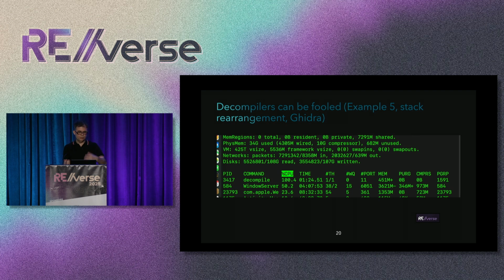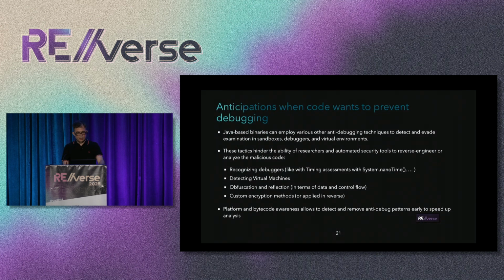Okay, so if you need that, you can always take JDIScript to drain your battery. Okay. Anticipation when code wants to prevent debugging. We have seen the problems with the decompiler. There can be other things where the code can make our life harder.